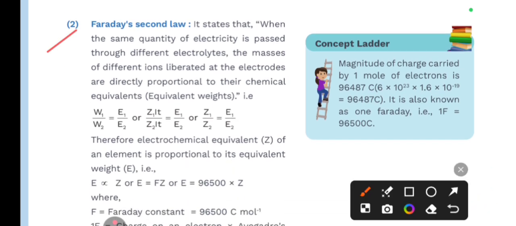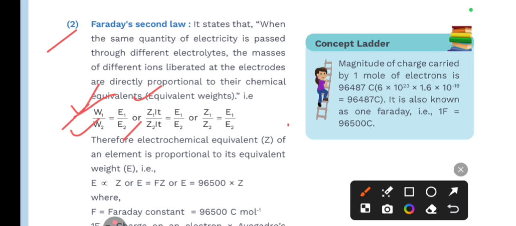So what is Faraday's second law? According to that, if you take two cells connected in series and pass the same amount of current through them, then the amount of substance deposited in both cells is proportional to their equivalent weights. Suppose W1, then it is equal to E1. W2, then it is equal to E2. So by using this formula, you can solve the numerical.